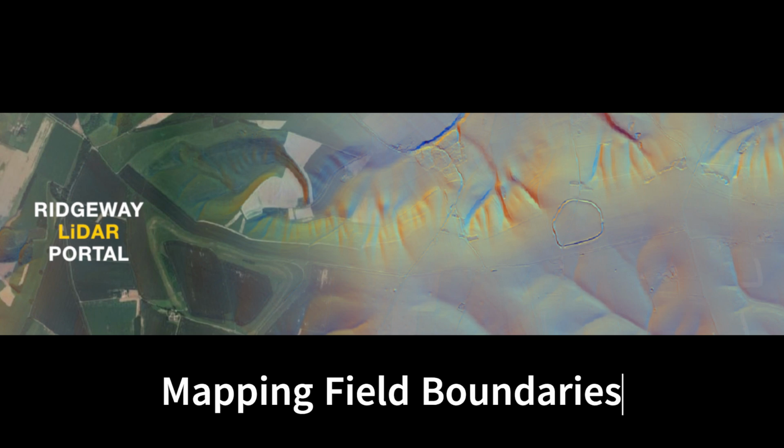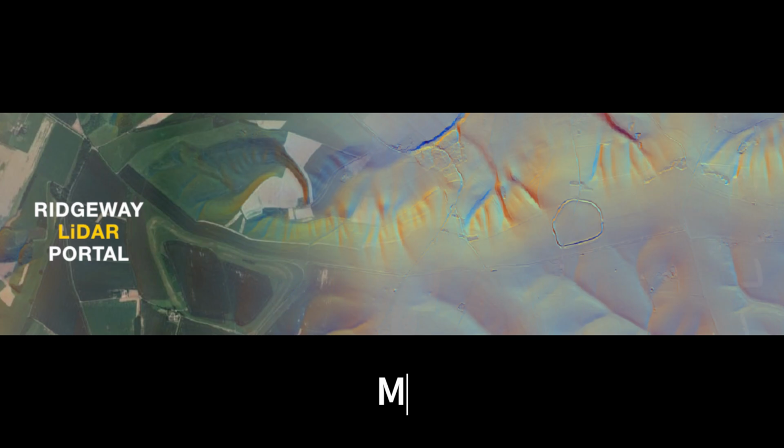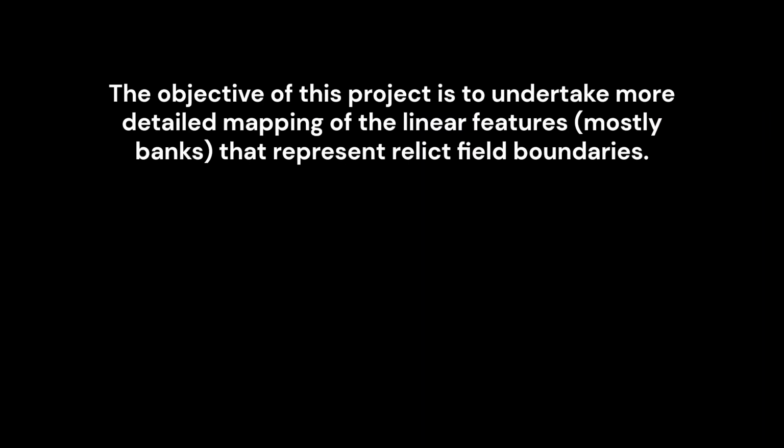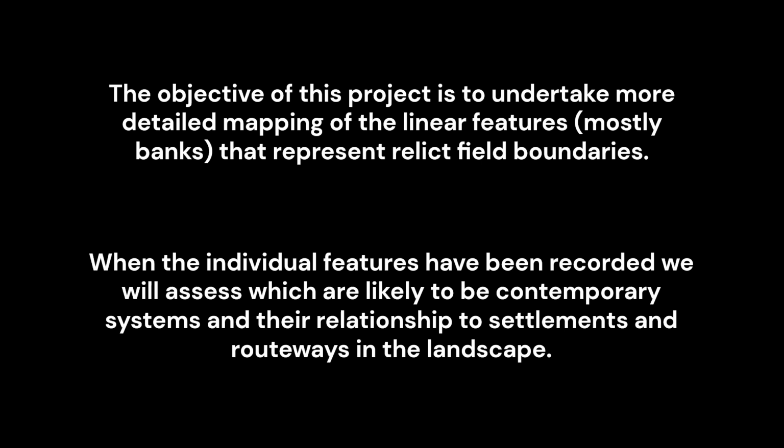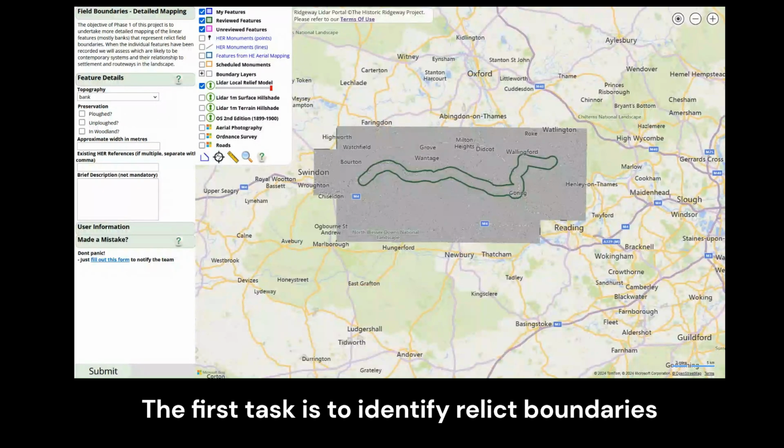Mapping field boundaries. The objective of this project is to undertake more detailed mapping of the linear features, mostly banks, that represent relict field boundaries. When the individual features have been recorded, we will assess which are likely to be contemporary systems and their relationship to settlements and routeways in the landscape. The first task is to identify relict boundaries.